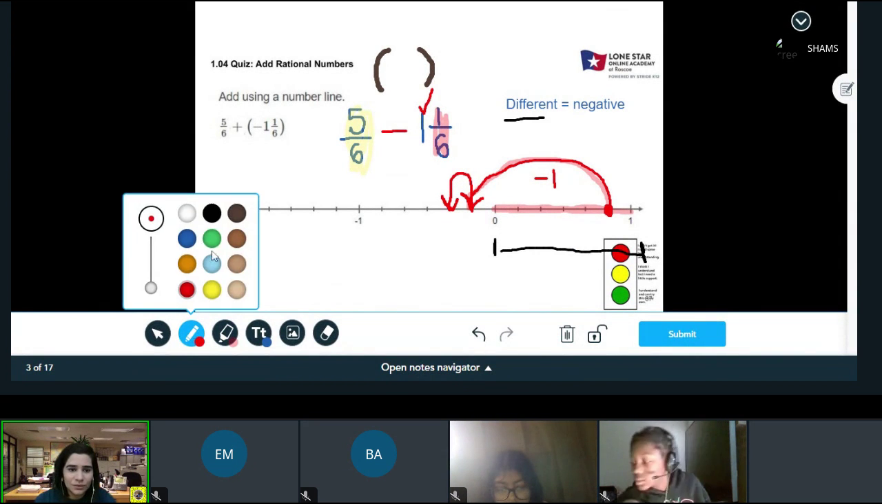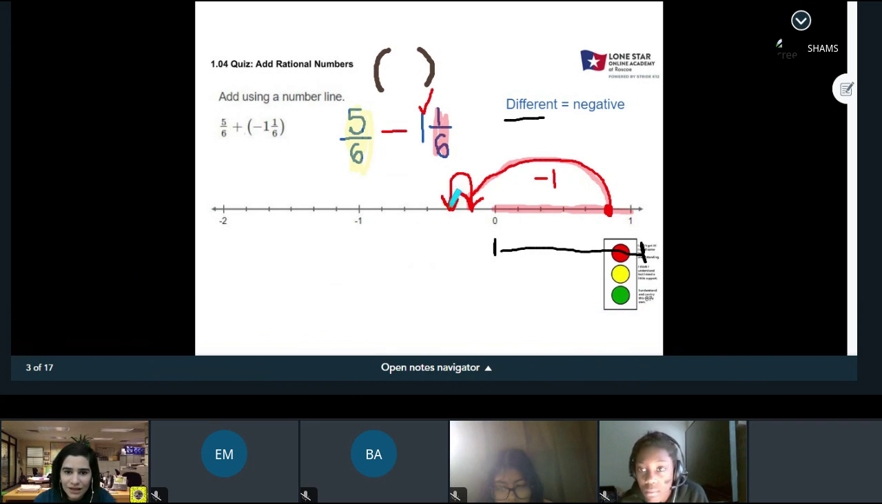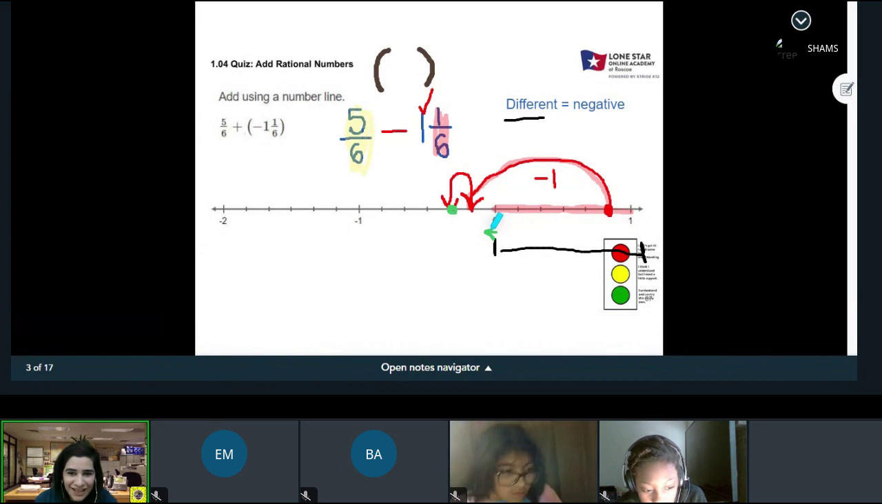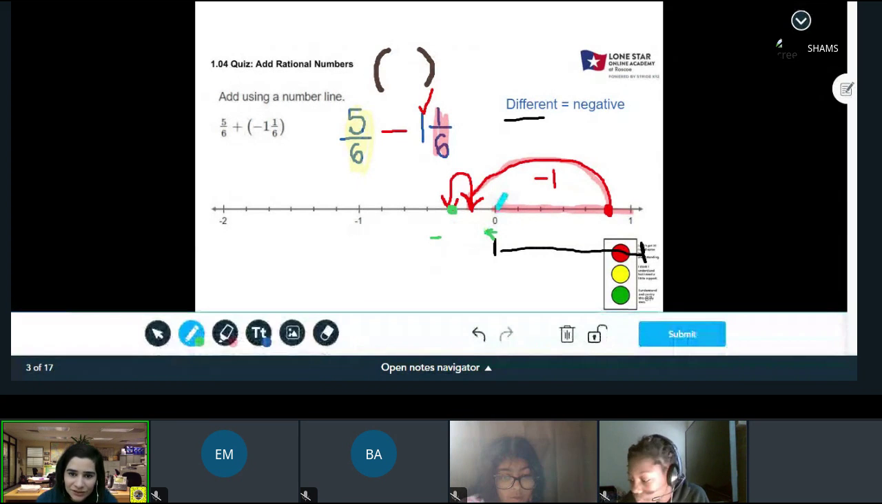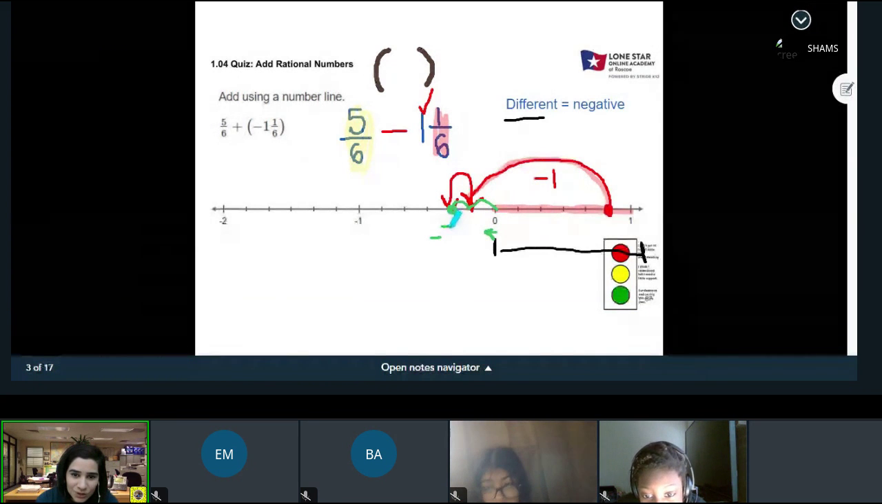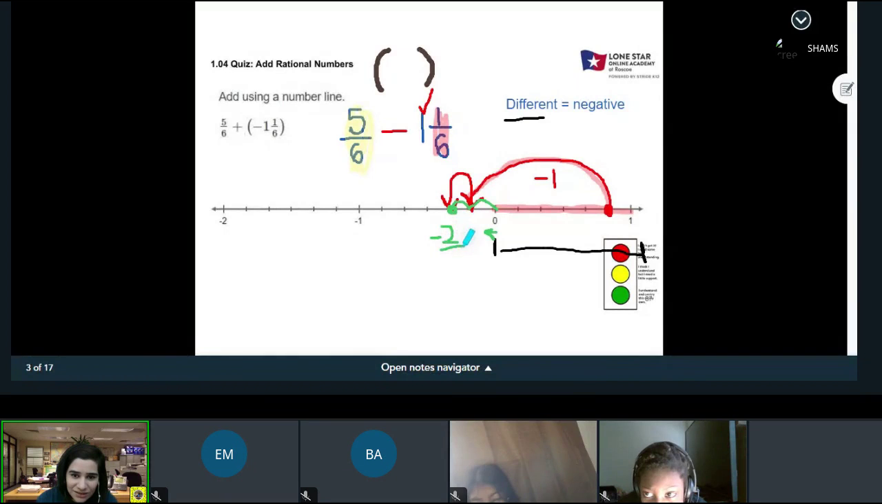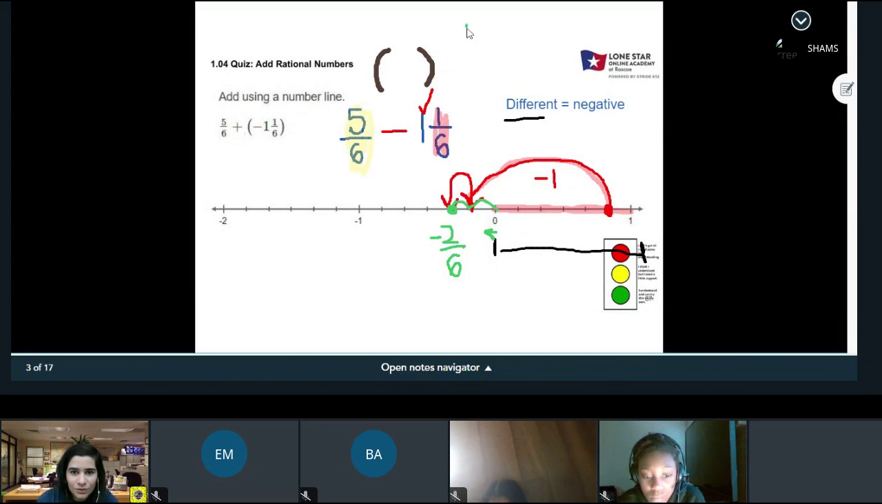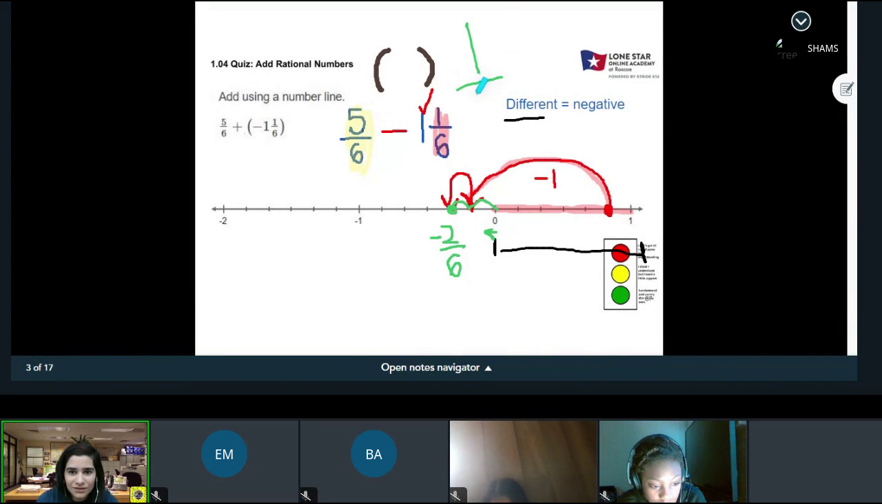Now, this green one is the final answer. And let's learn how to read it. This number is less than 0, right? Has to be a negative number. It is a negative number. And how many parts is it from 0 to the left? It is 1 and 2. So it is 2/6. Negative 2/6. If you want to reduce negative 2/6, you can also say it is the same as 1/3. Negative 2/6 is the same as negative 1/3. Okay?